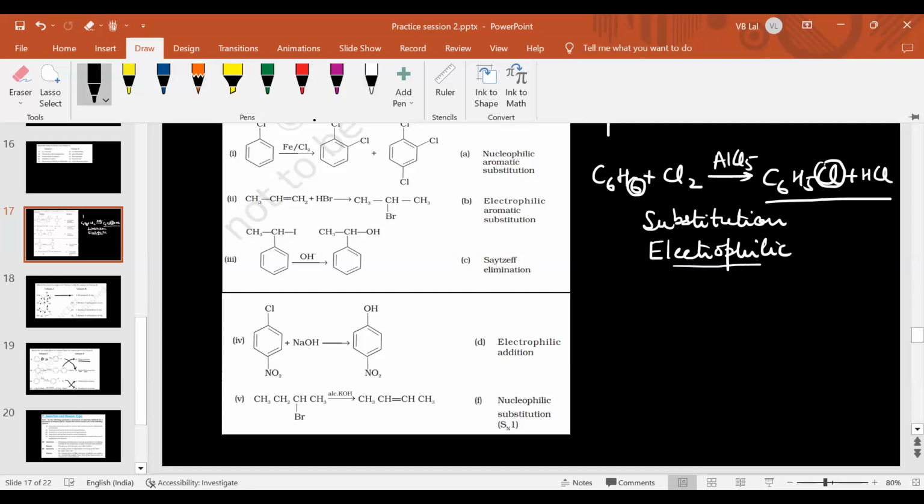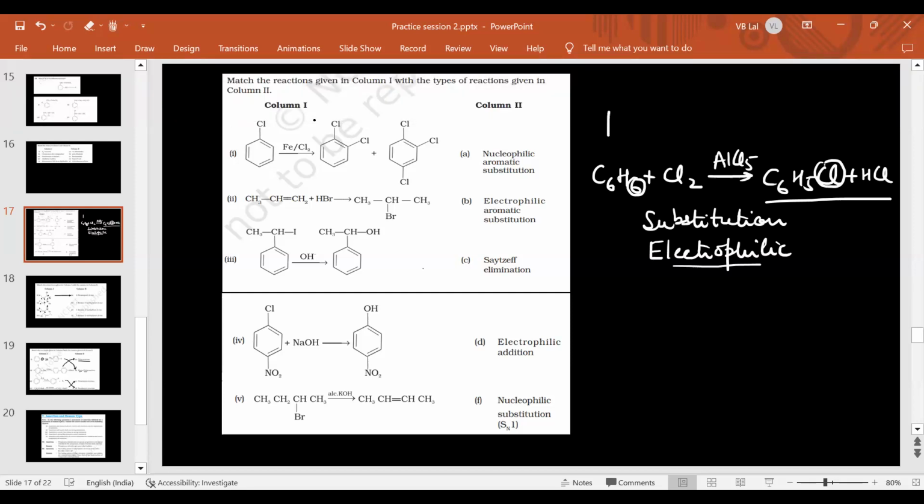Actually, I was about to say first one is option A. I got confused. Now I understood. So it is electrophilic aromatic substitution.